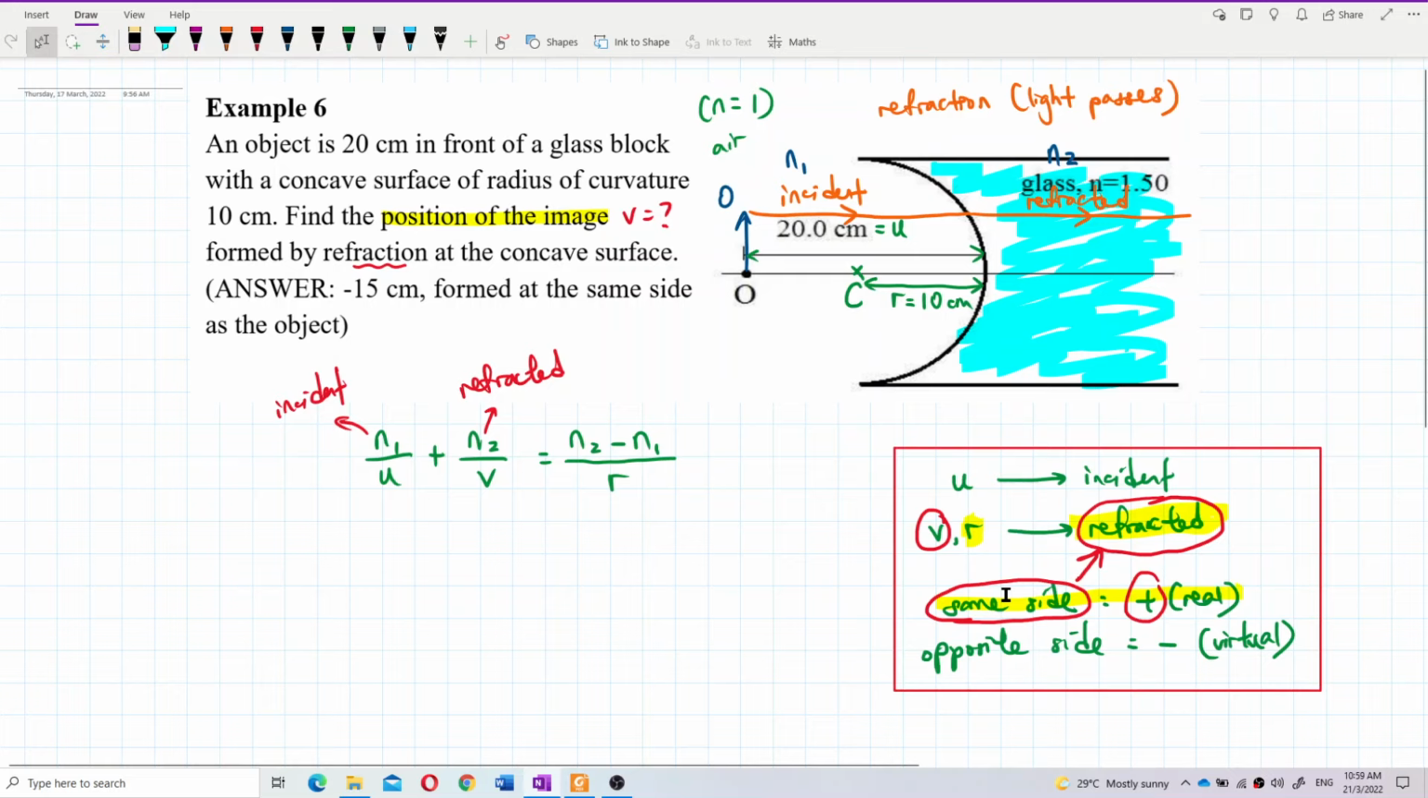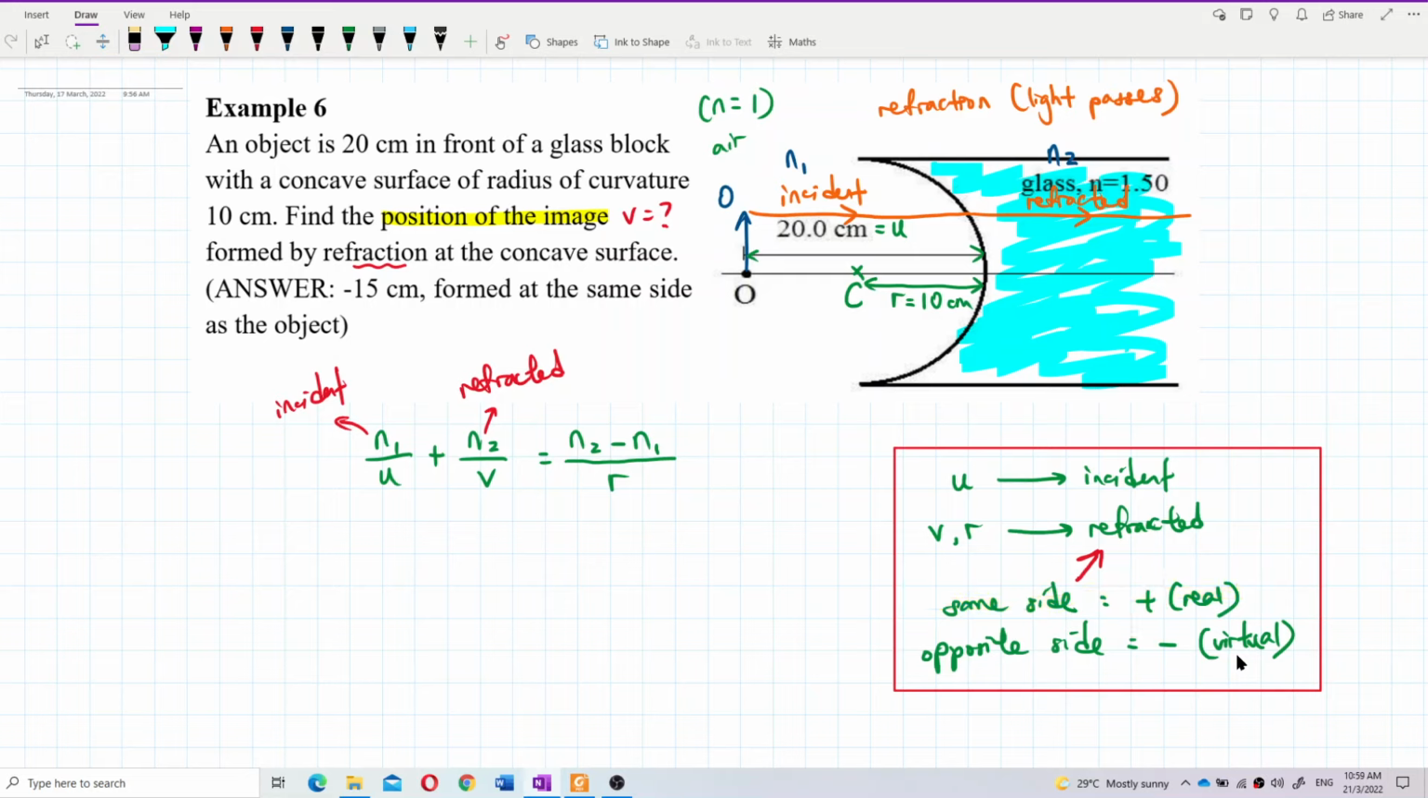So if same side is positive, if opposite side is negative. Okay? Let's rub off all these. Now this 20 centimeter is the object distance compared with incident ray. So is it same side? Same side. So positive. So this U is U positive.